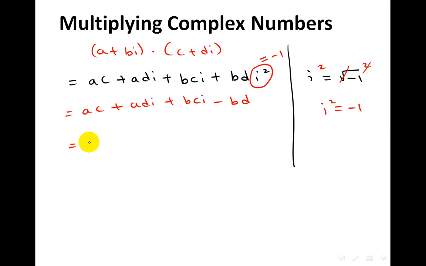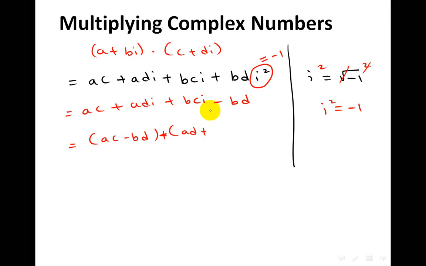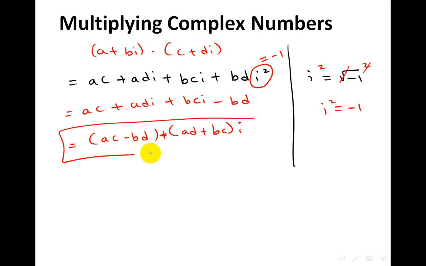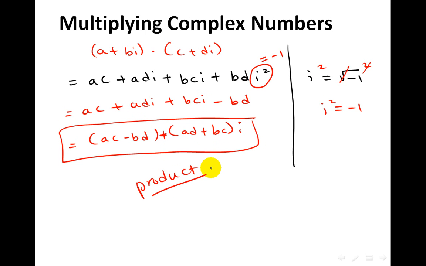So now you can collect the real part alone and the imaginary part alone again. What's the real part here? ac and negative bd, plus, how about the imaginary part? You have ad plus bc. This is our imaginary part. Okay, so this will be the formula for the product of complex numbers. Let's have some examples now.